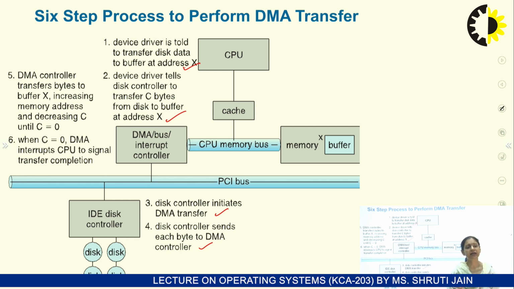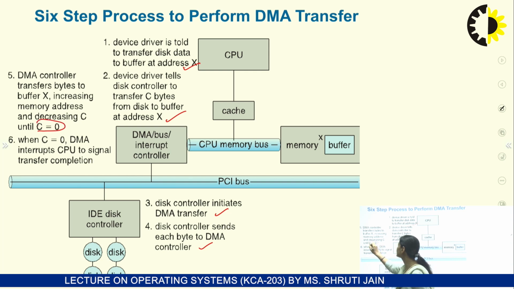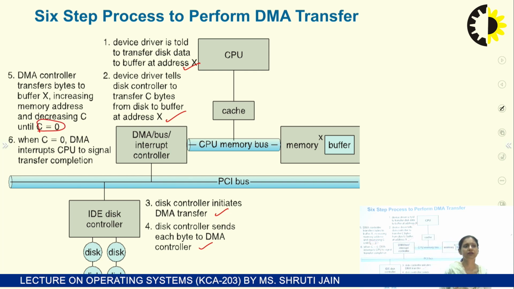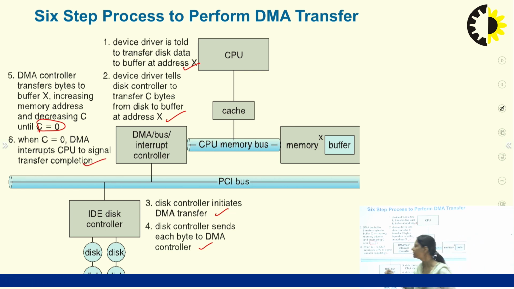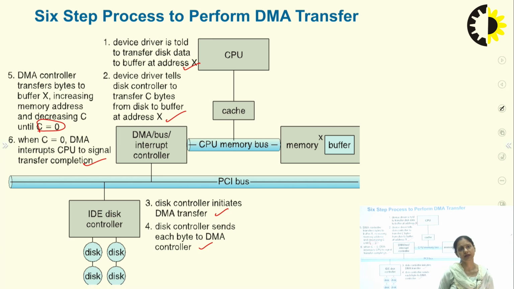Now when each byte is sent, we have a counter variable C, which takes care of the transferring of the bytes. The DMA controller transfers the byte to buffer X, which increases the memory address and decreases C until C equals 0. Once the value of C is equal to 0, it tells us that the transfer is completed. If the value of C is not equal to 0, it is assumed that some more bytes are yet to be transferred.